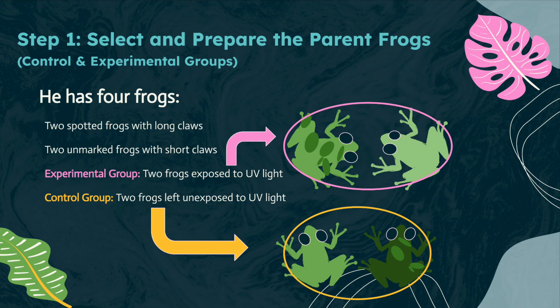In the first step, you should select and prepare parent frogs. You should select 4 frogs and split them into 2 groups. 2 would be the control group, unexposed to UV light, while the other 2 in the experimental group will undergo UV exposure. The parent frogs have different traits. Spotted frogs with long claws will show dominant features, while unmarked frogs with short claws will show recessive traits.